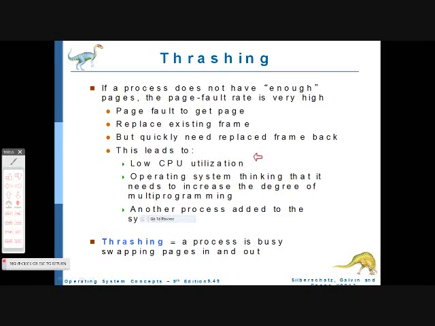And so, this leads to low CPU utilization, and operating system always thinks that it has to increase the degree of multiprogramming or add up more processes to the random access memory. And so, the operating system will get another process added up to the physical memory or random access memory. And this is what happens when the event thrashing is done. No, thrashing is a process. No, busy swapping pages in and out.